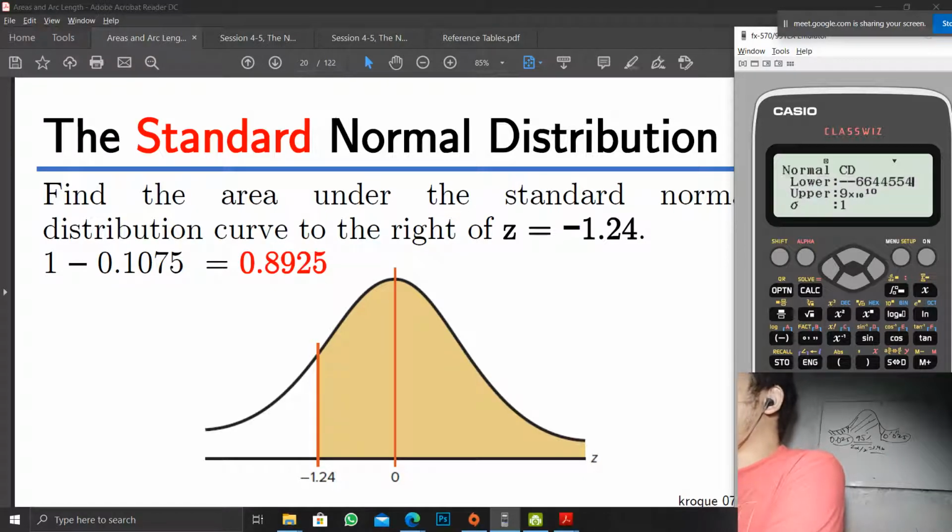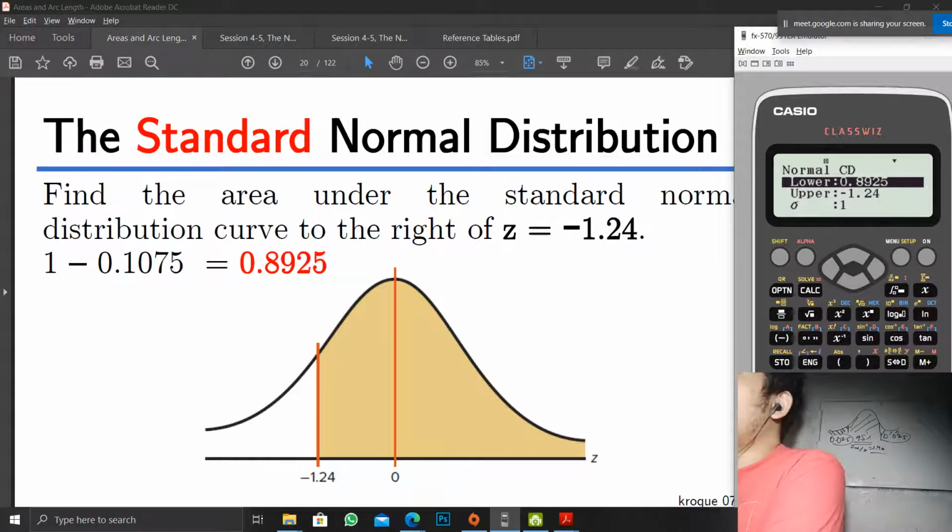Or, you can get the area from the left of the z-score. So, negative 1.24. Tapos, subtract this from 1. You'll get the answer. 0.8925. Okay, I have something interesting to show you.